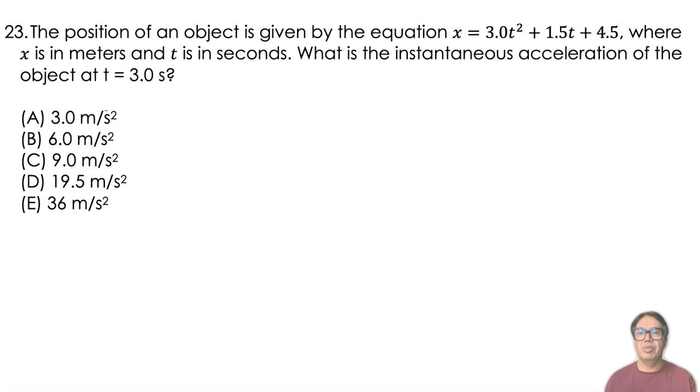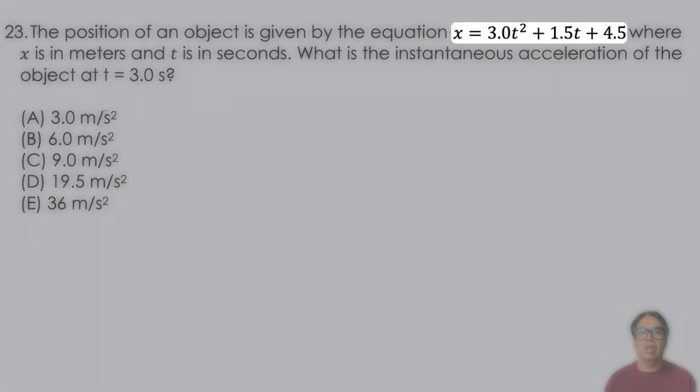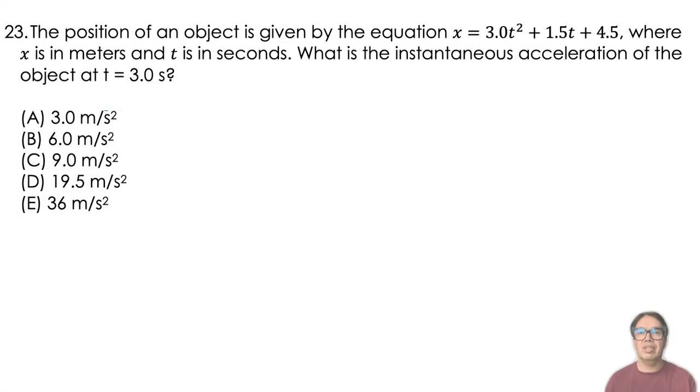The position of an object is given by the equation x = 3.0t² + 1.5t + 4.5, where x is in meters and t is in seconds. What is the instantaneous acceleration of the object at t = 3.0 seconds? You should pause now and try to get the answer on your own.